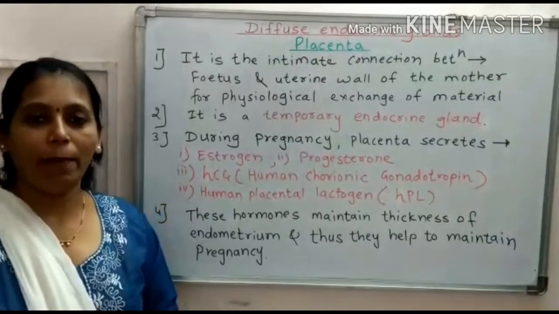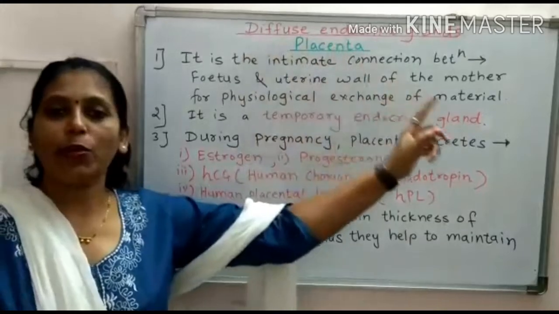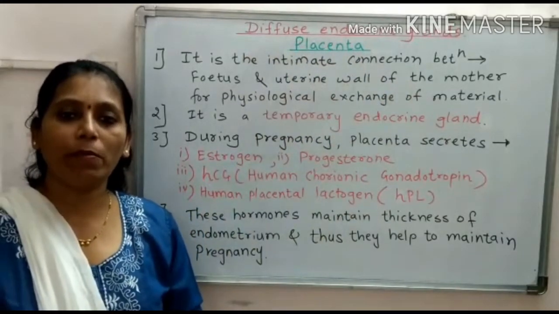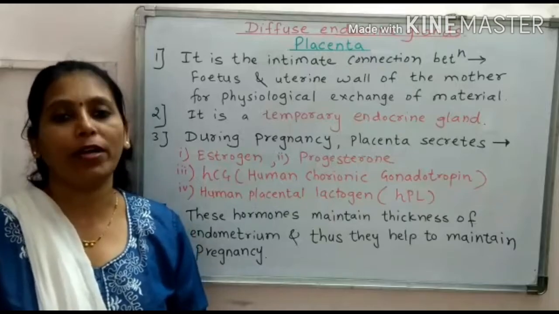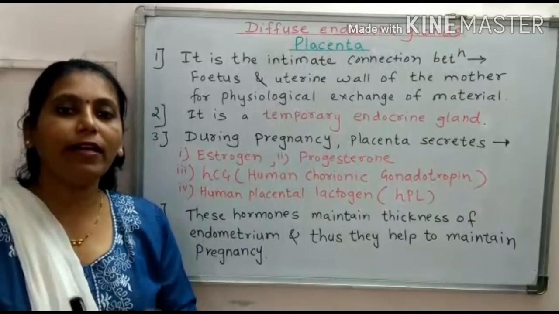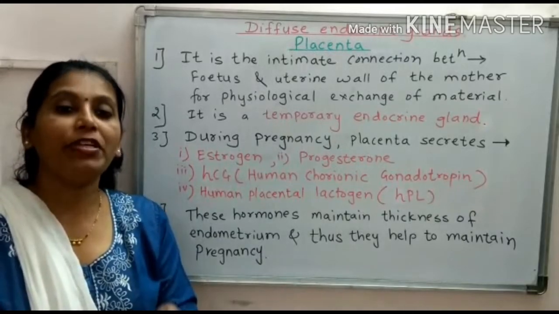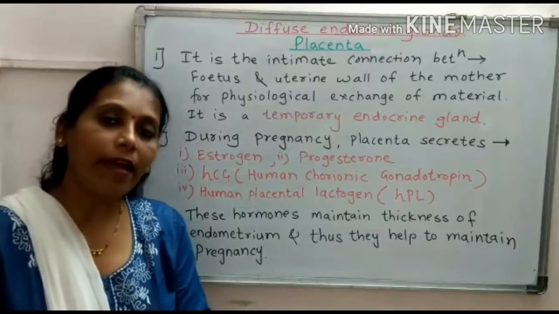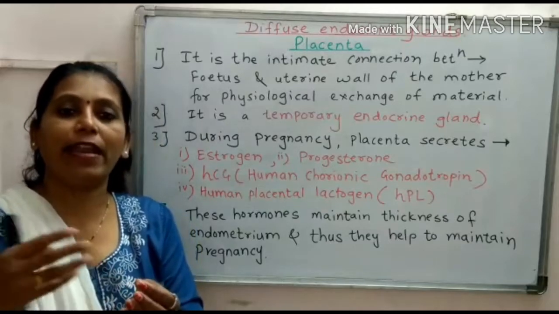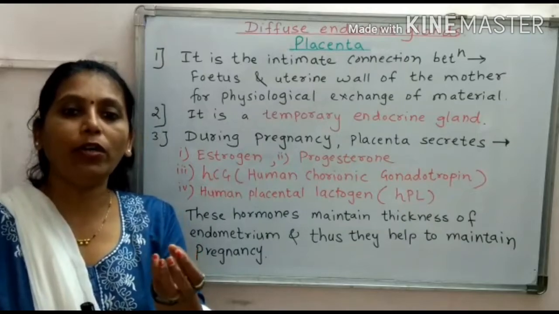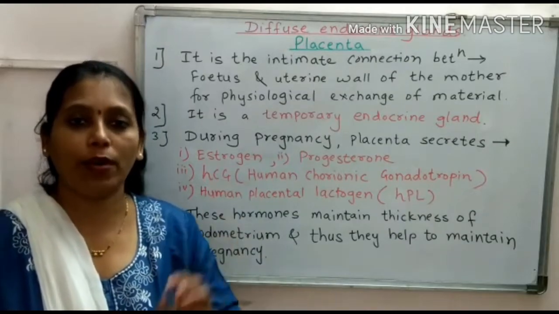We are going to study about diffuse endocrine glands. First we should know what we mean by an endocrine gland and what its function is. Endocrine glands are the ductless glands which secrete chemicals called hormones, and they secrete their secretion directly in the bloodstream. So a particular organ without a duct is an endocrine gland.